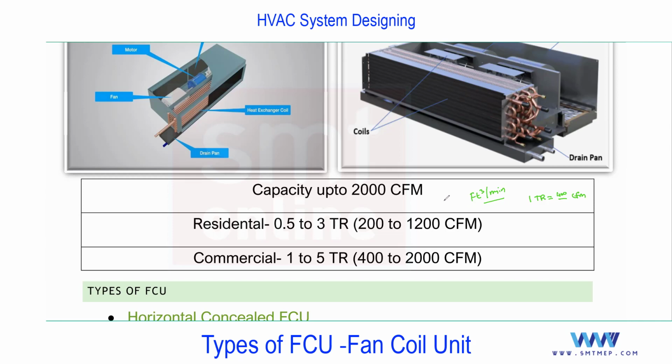So capacity is up to 2000 CFM. If you talk about residential FCUs, they are available from 0.5 to 3 TR, nothing but 200 to 1200 CFM. Generally, FCUs or AHUs we consider in terms of CFM, because the outdoor unit, condensing unit, or chiller we consider in terms of capacity, which can be tons, kilowatts or HP, but the indoor units we generally consider in terms of CFM. Next, commercial is 1 to 5 TR, nothing but up to 2000 CFM.